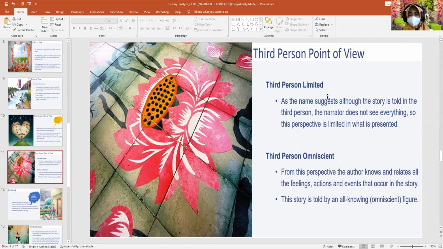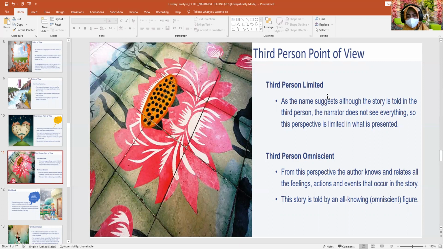The third person point of view, as the name suggests, is told in the third person, although the narrator does not see everything, so this perspective is limited in what is presented. Okay, this is called the third person limited. The narrator does not see everything, so this perspective is limited.